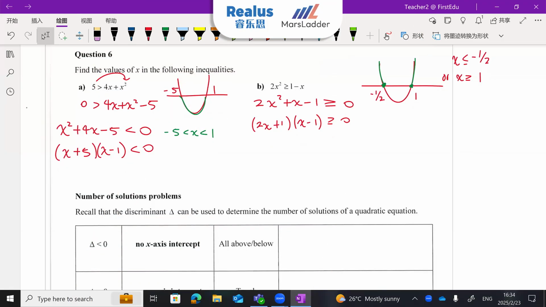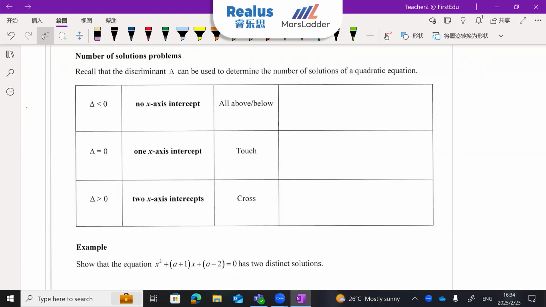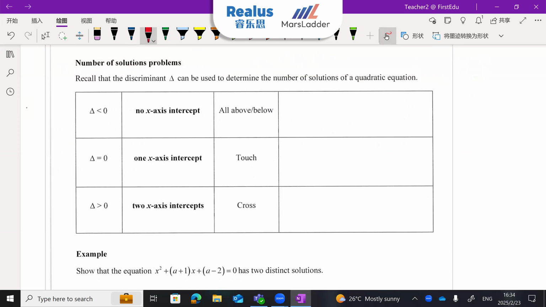Okay, moving on to this next segment. Now we're going to be talking about the number of solutions. Recall the discriminant: for y equals ax squared plus bx plus c, the discriminant is equal to b squared minus 4ac, which uses this b here and this c there. That is a test that allows us to work out how many solutions there are.